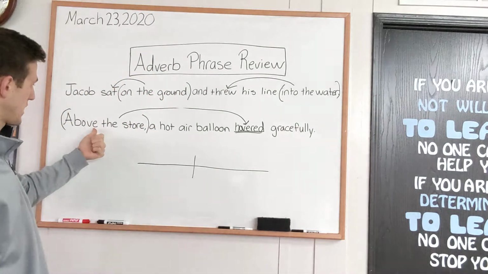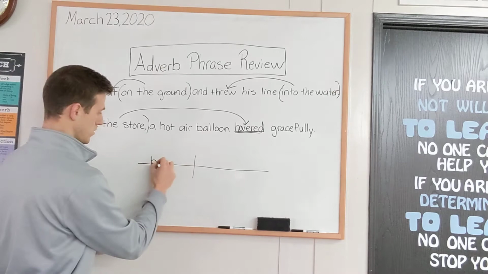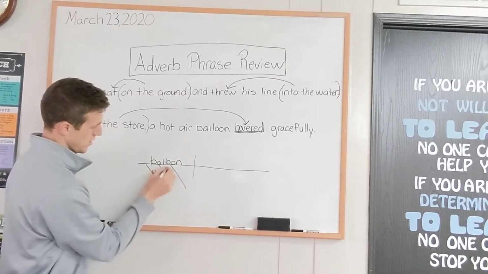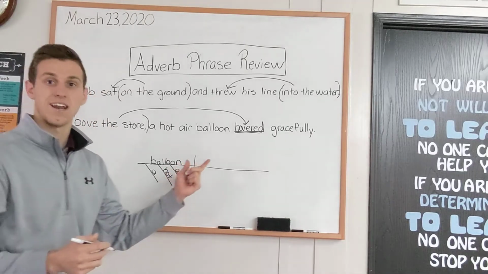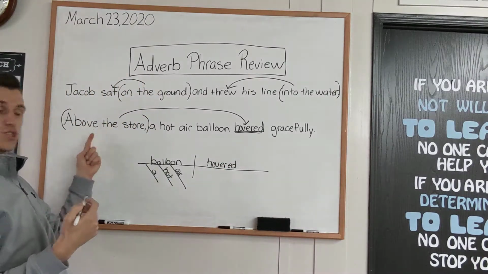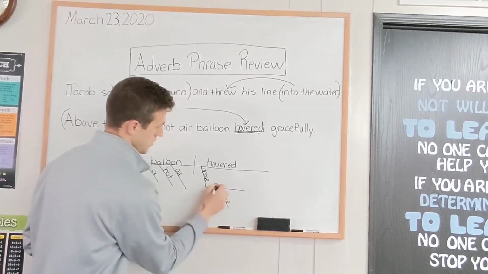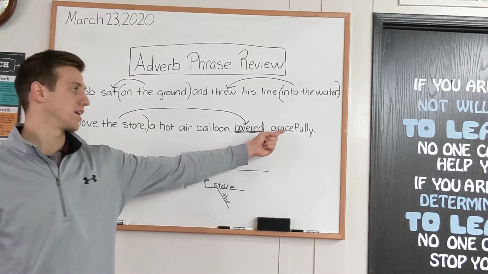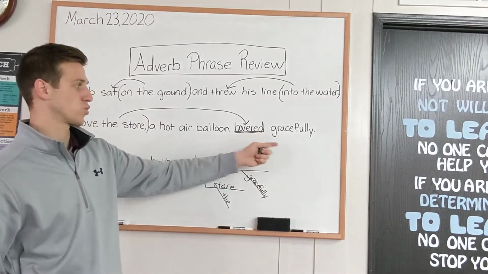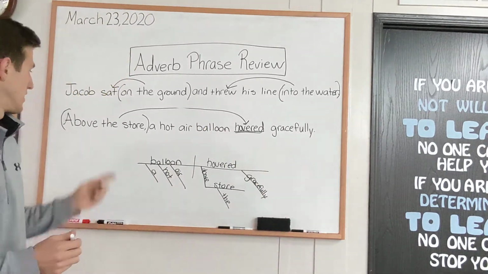So if we have this one right here, above the store, a hot air balloon hovered gracefully. So let's get our subject down, which is balloon. So then these are all describing balloon: a, hot, air. And then it hovered, right? Where did it hover? Above the store, right? So we put our adverb phrase over here, above the store. And how did it hover? It hovered gracefully, all right? So we have an adverb that answers the question how, it hovered gracefully. And then we have an adverb phrase that answers the question where, hovered above the store.